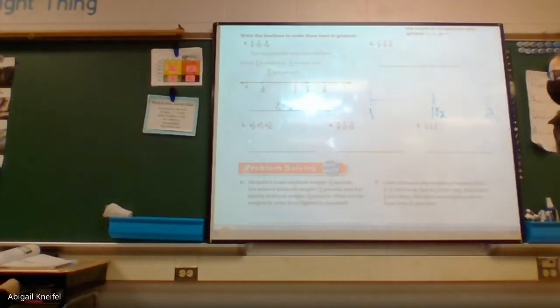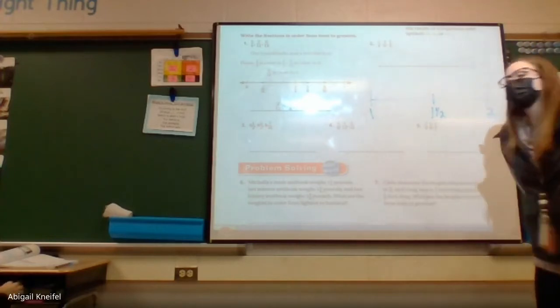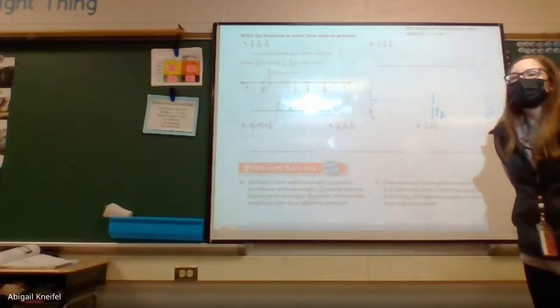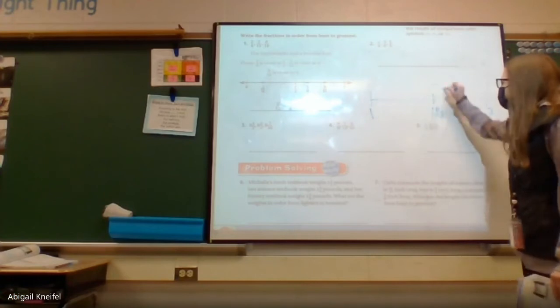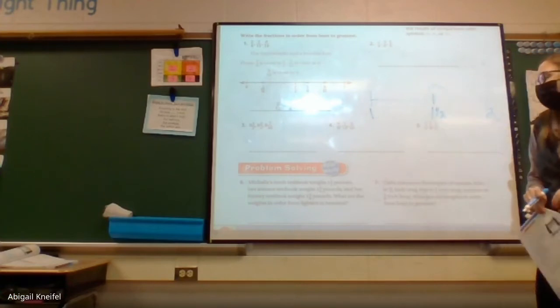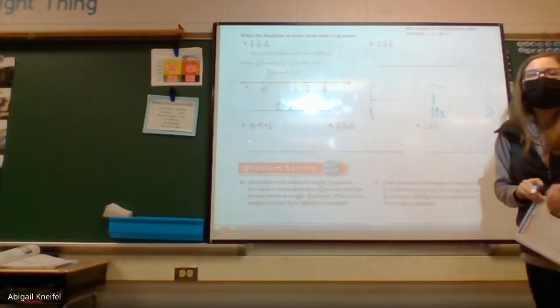So we have 1 1/2 pounds, 3 3/4 pounds, 3 3/8 pounds. We want to go lightest to heaviest. Well, 1 1/2 pounds should be super simple. Where's that going to be? Right in the middle, right there. Then we have 1 3/4. What is half of 4?